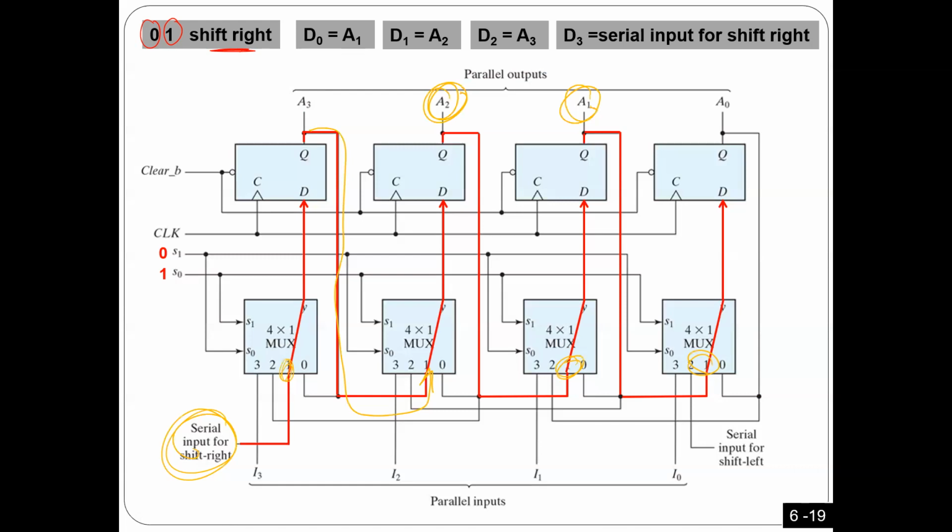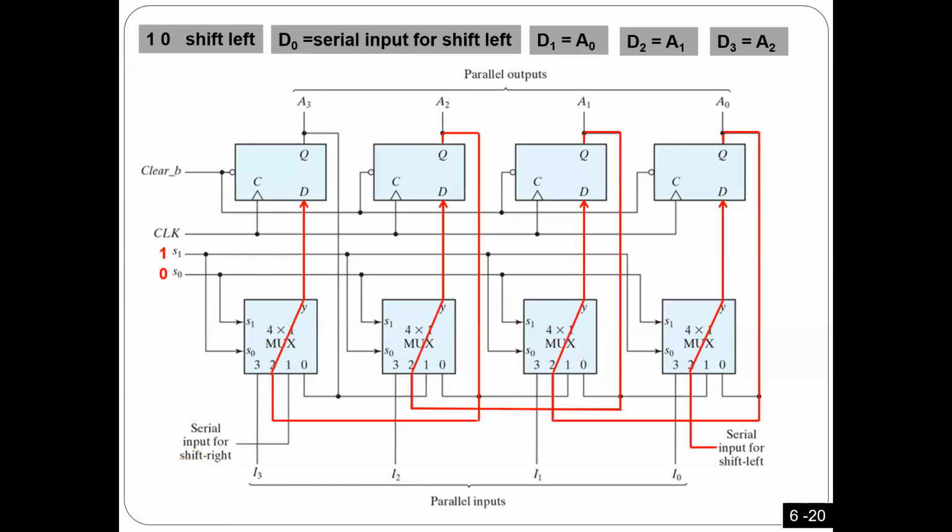Okay. Let's see one more. Now, if it is 1, 0, it has to make shift left. In case of shift left, they have to move this way. Is that okay? So if this is number 2, I know that the input of each flip-flop is connected to pin number 2. So the question is, in order to make shift left, what should I connect at pin number 2? Very simple, because it has to move this way. So I have to connect here.